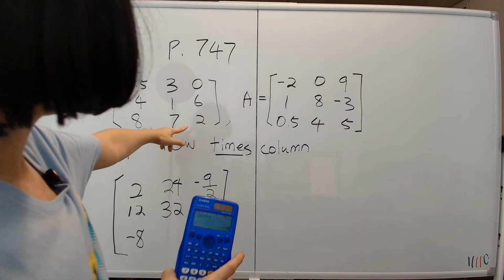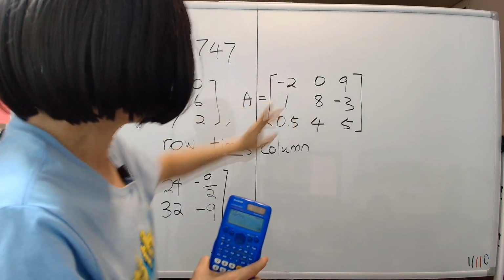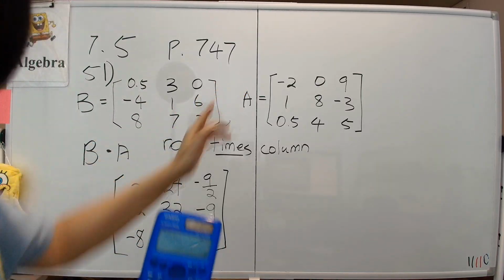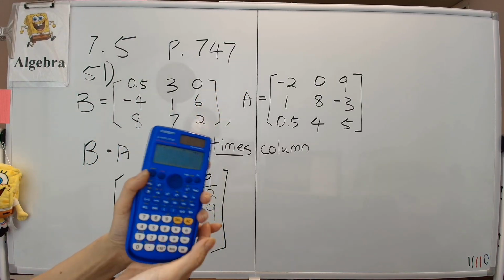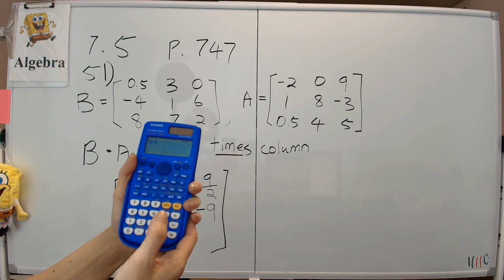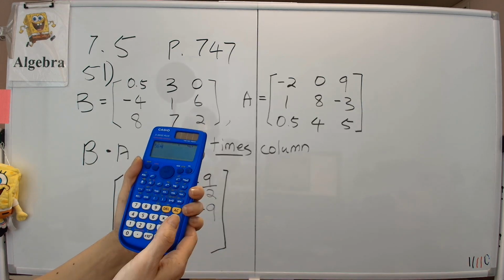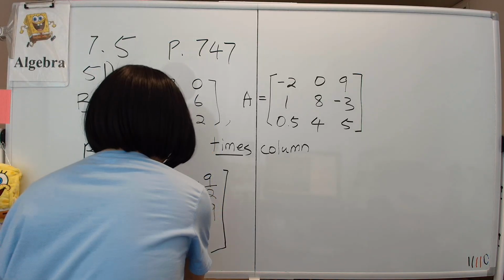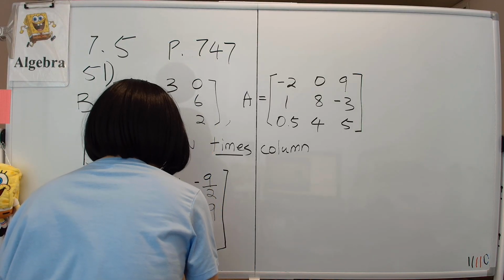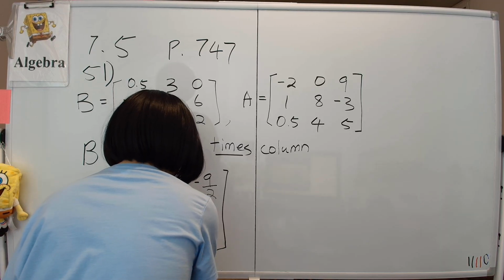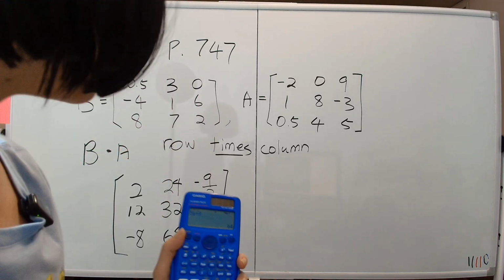All right, next. Third row, second column. 8 times 0, that is 0. And then 7 times 8, that's 56. And then 2 times 4 is 8. That gives us 64. Okay, one more to go.